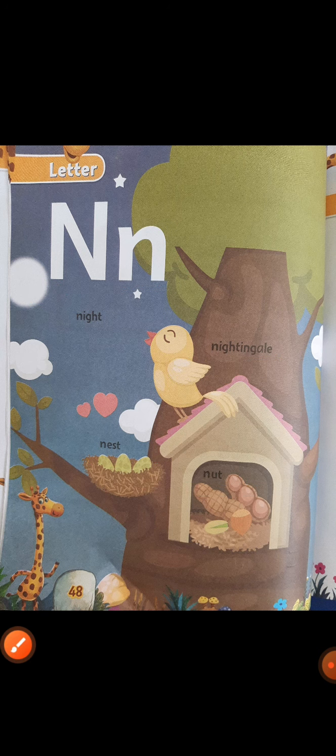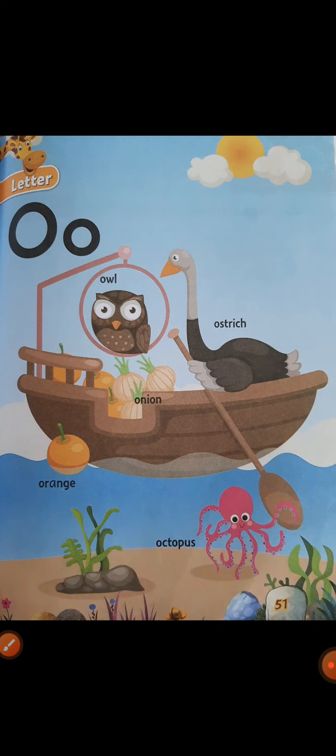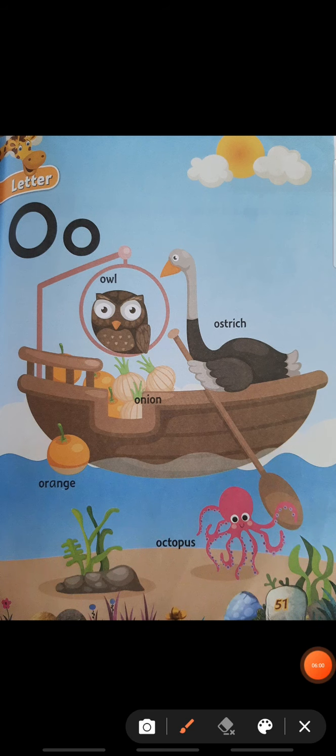Okay. Next letter. O. Letter O. O for owl. O for ostrich. O for onion. O for orange. O for octopus. That's very good, children. So once again, I will read it.